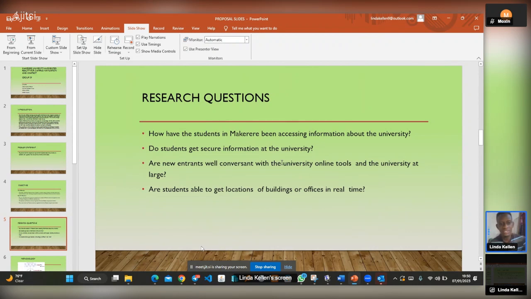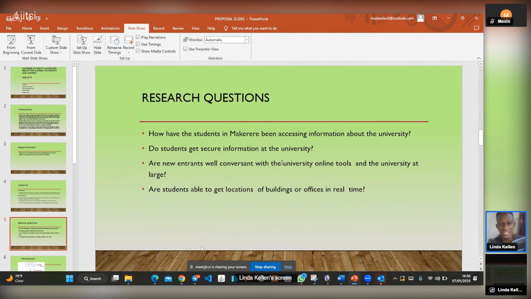This takes us to our next question: do the students get secure information at the university? Apart from getting secure information, it could sometimes not be enough for them. For example, you might be asking for where the police post or the police station is, and someone directs you to a particular wing of the university.